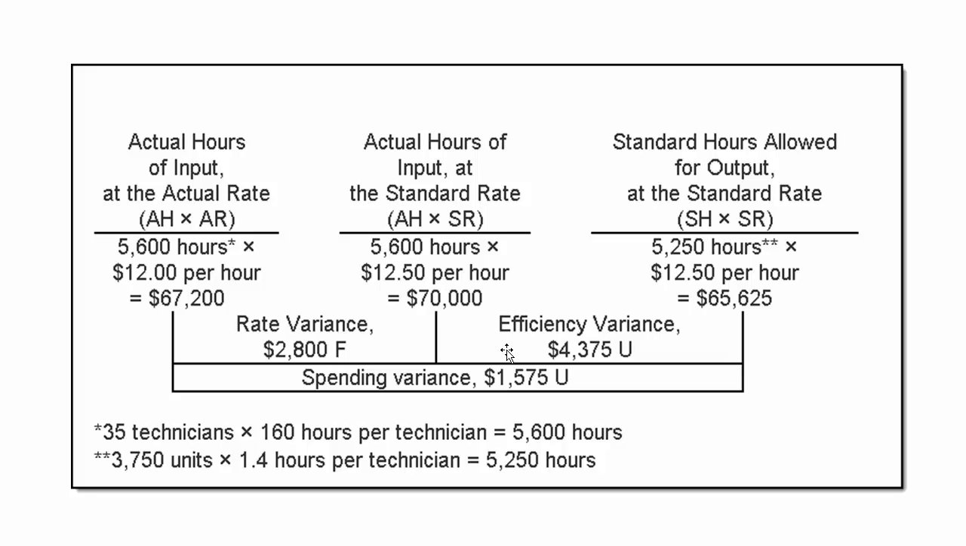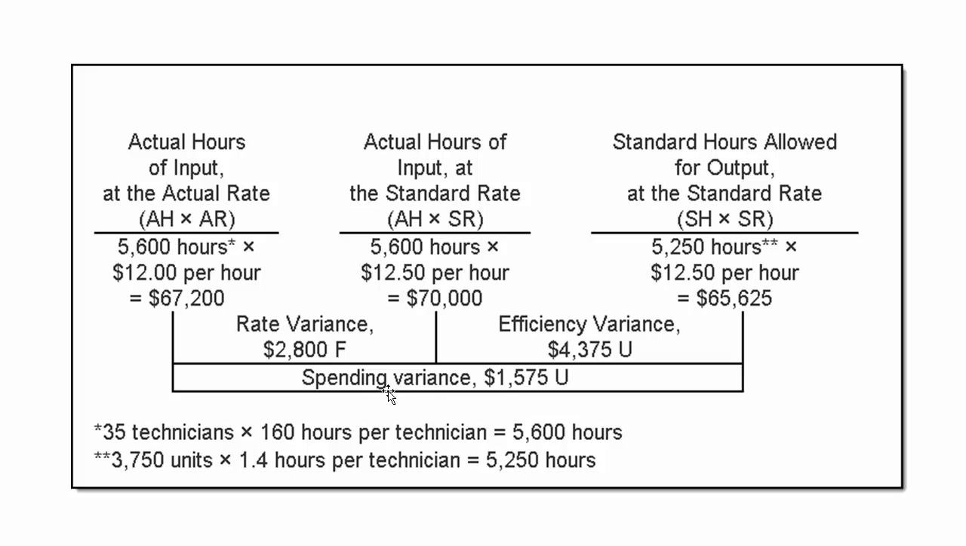The other way of thinking about that is you could take the standard rate, 12.50, times the difference between the hours. So 12.50 times the difference between 5,600 hours and 5,250 would also get you the 4,375 unfavorable variance. When we add these two together, you get an unfavorable variance of 1,575.